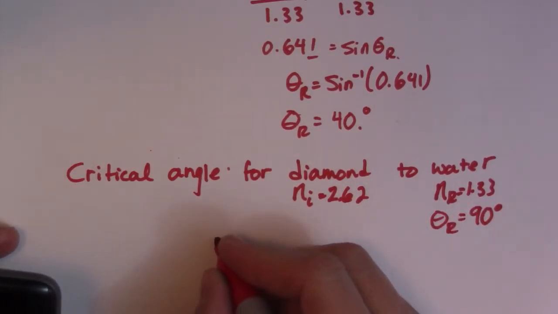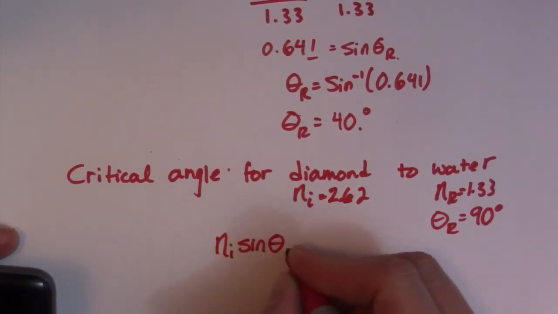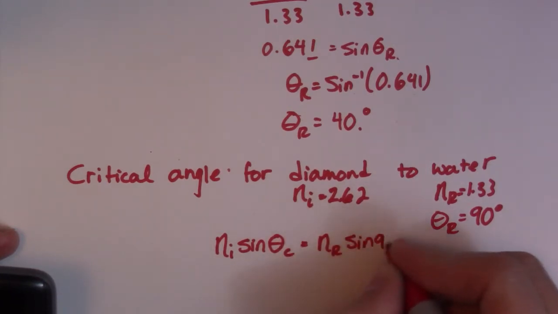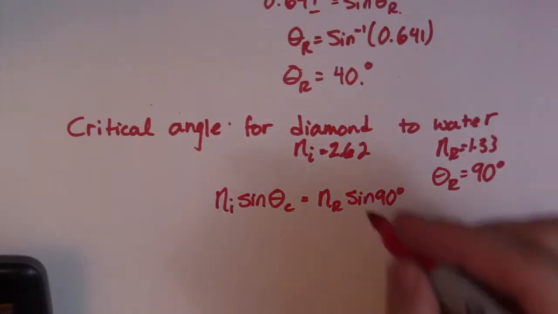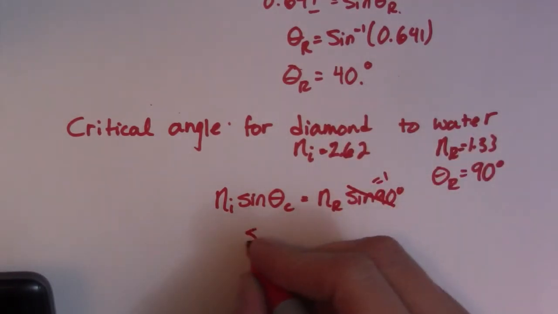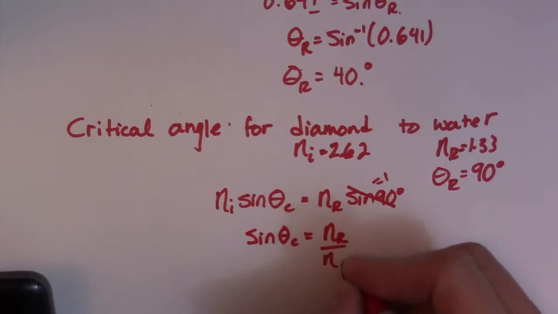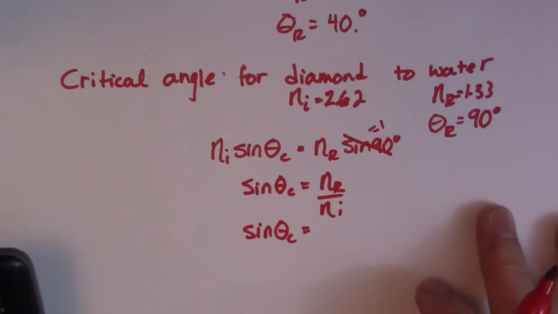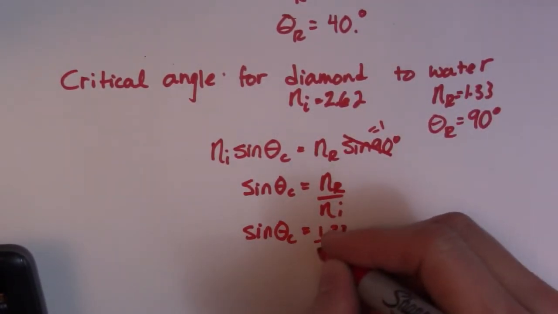So I have Ni sine theta C is equal to Nr sine of 90. This is a formula that I generally remember, even though you could use that other formula, you can kind of see how you can get it from this every time. So sine 90 is just 1. So I have sine theta C is equal to Nr over Ni, so we have Nr 1.33 divided by 2.62.